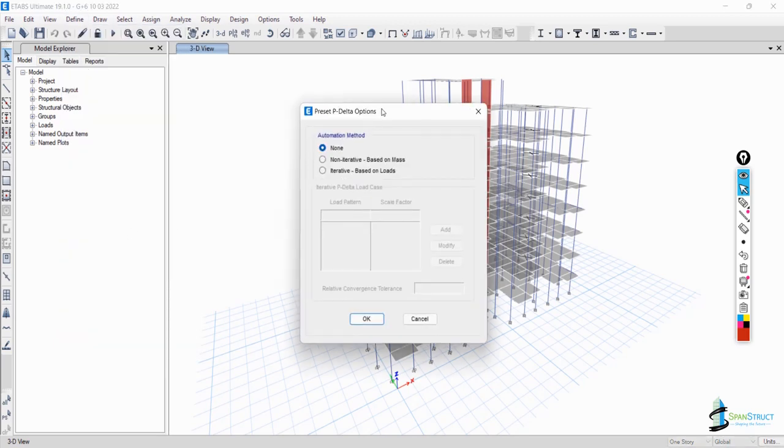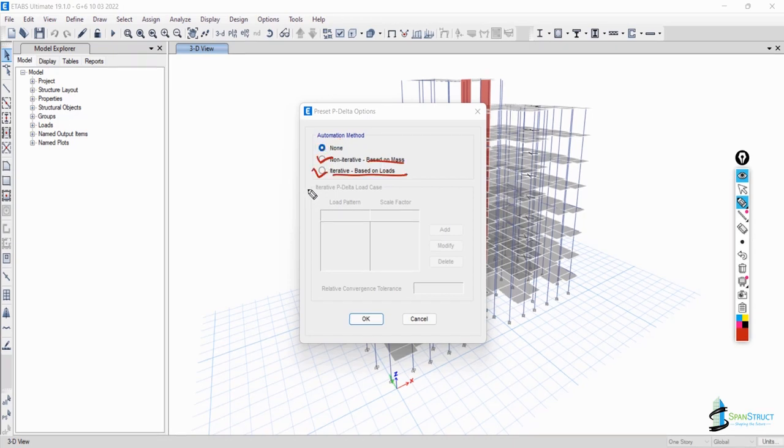Then one window will come here. You will get three options. First is none. Second is non-iterative based on mass. And third is iterative based on loads. So when you are not including the P delta, then you have to keep it as the none option here. So none will work when you don't want to include the P delta analysis.